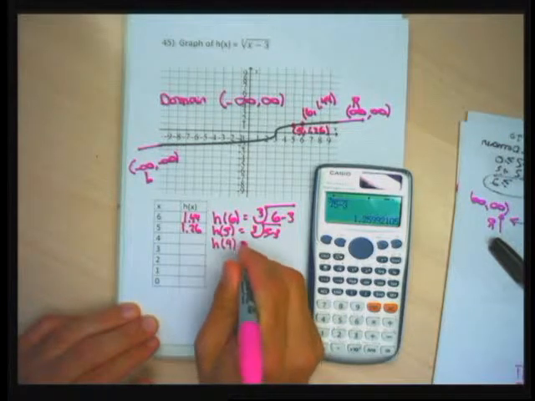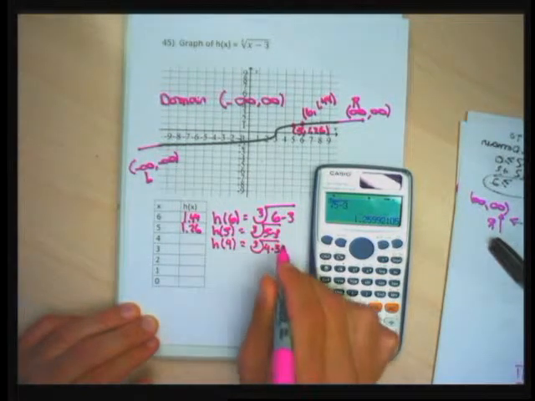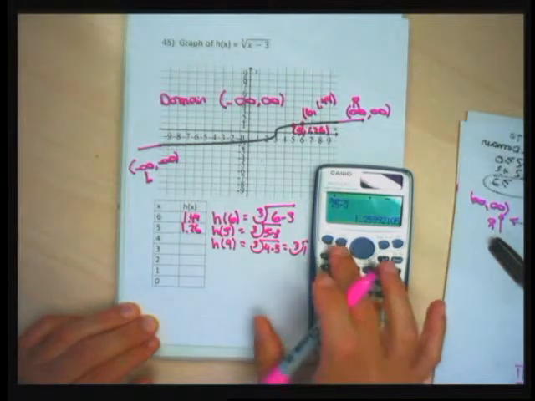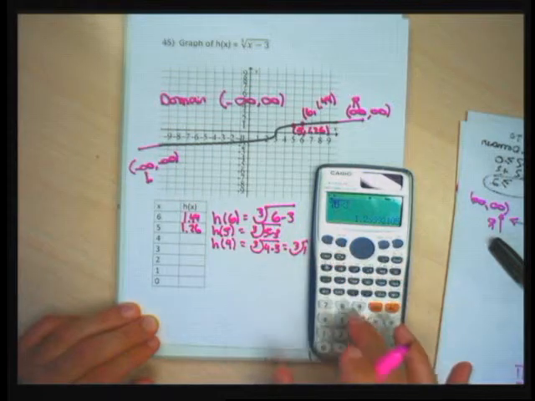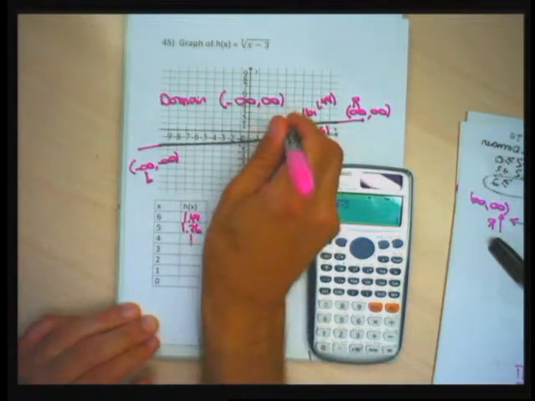h of 4 is the cube root of 4 minus 3. That's the first one I could do without my calculator, because that comes out to the cube root of 1, which is 1. But I'll be lazy and do it on my calculator. Cube root of 4 minus 3 comes out to be 1. That's that point right there.